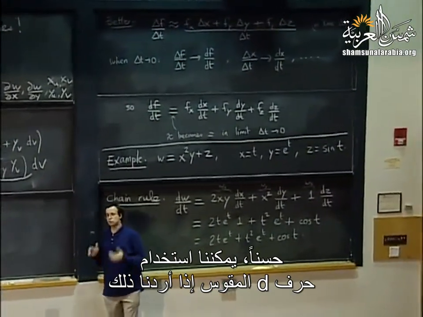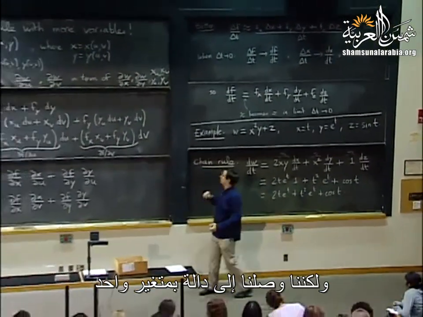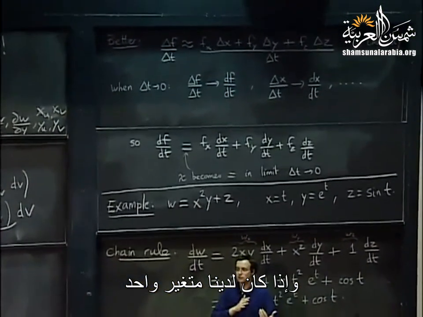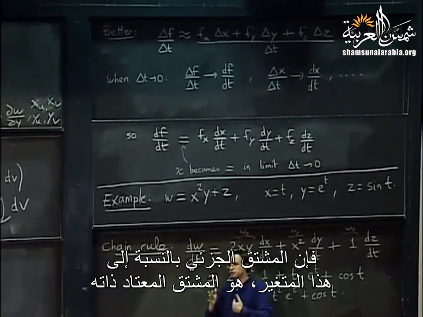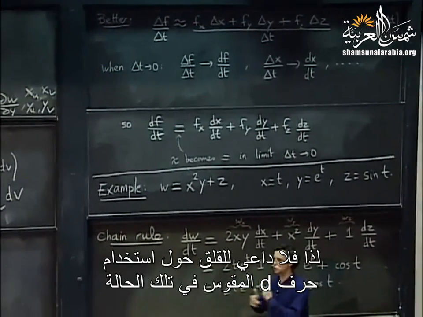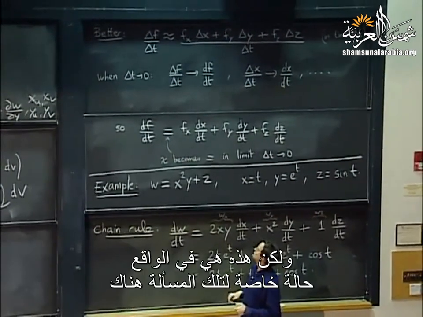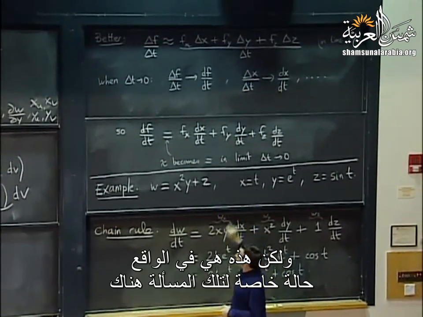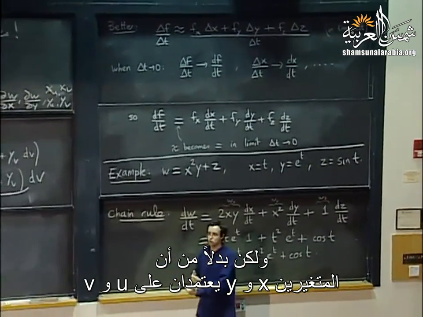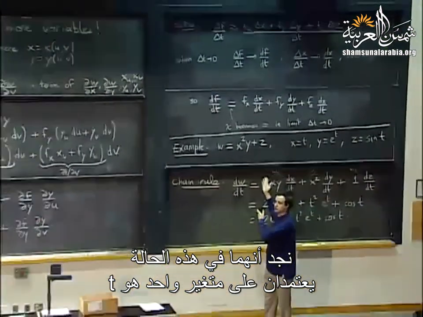Well, the answer is I could put curly d's if I wanted, but I end up with a function of a single variable. So if you have a single variable, then the partial with respect to that variable is the same thing as the usual derivative. So we don't actually need to worry about curly in that case. But that one is indeed a special case of this one, where instead of x and y depending on two variables u and v, they depend on a single variable t.